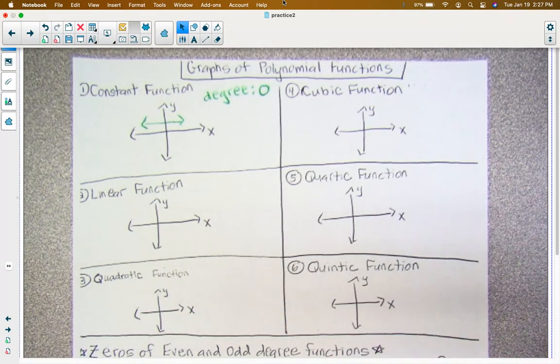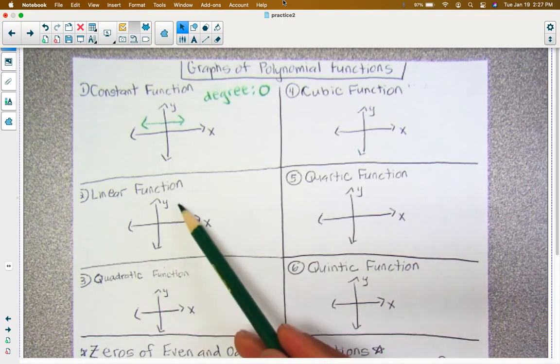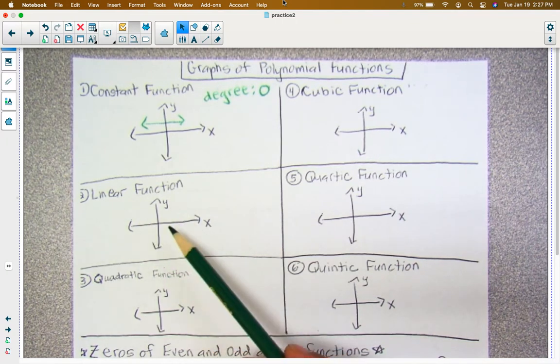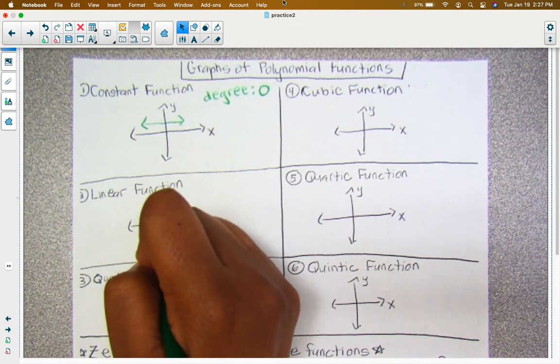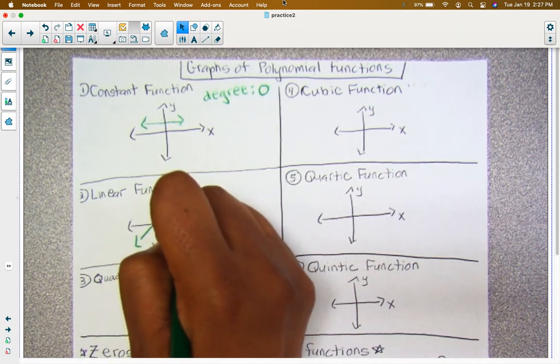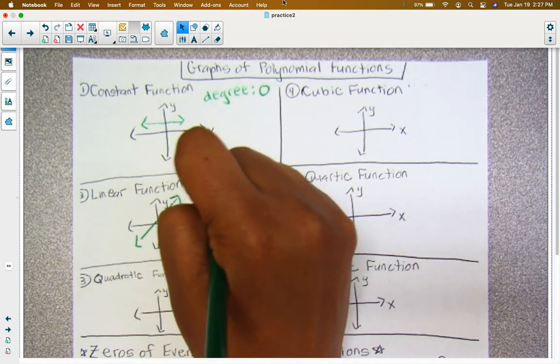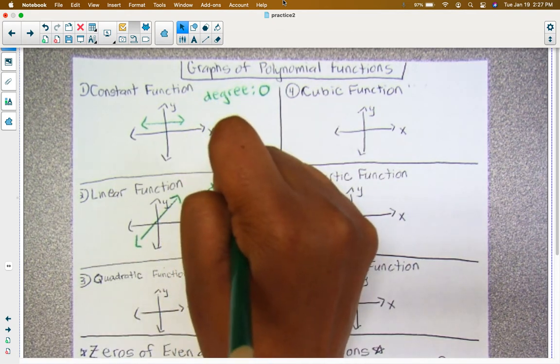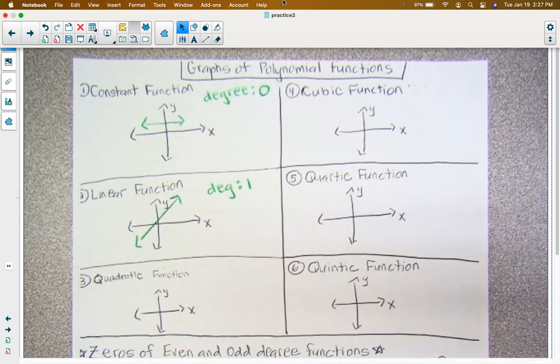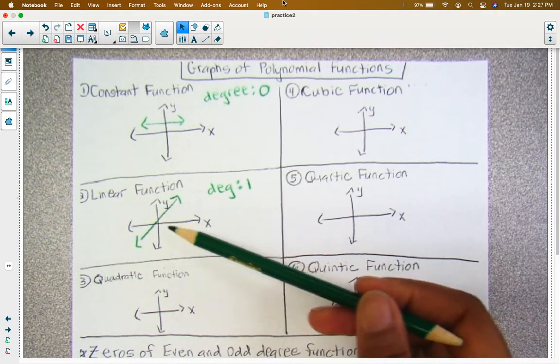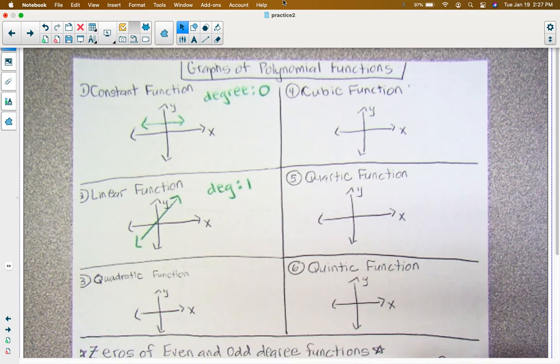All right, we're going to go down to number 2, a linear function. I'm sure you remember what a linear function looks like. It can have a positive slope or it can have a negative slope. So a linear function is going to look like this. And the degree for a linear function is 1. So this is a positive slope. If it was facing the other direction, it'd be a negative slope.